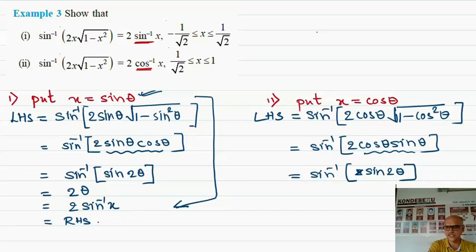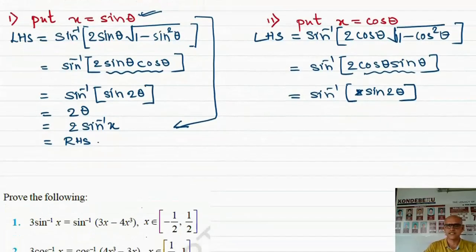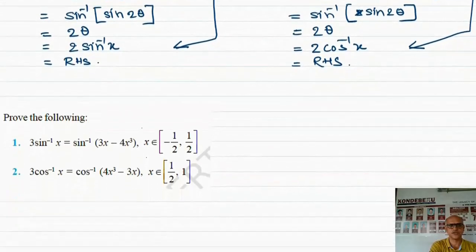Again sine inverse sine gets cancelled, cancel it and you will have the answer. So sin inverse sine gets cancelled, 2 theta remains. So substitute theta. So 2 cos inverse x. Theta is equal to cos inverse x. This is our RHS. Clear? So similarly, the next two also you can solve easily.